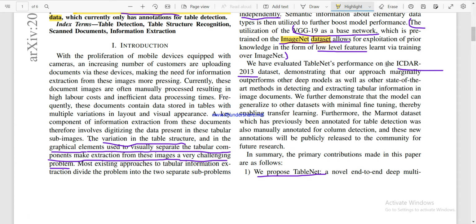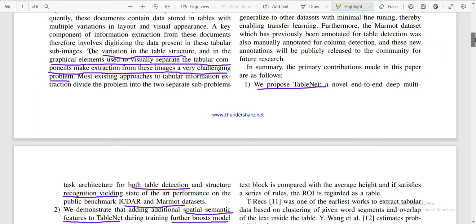Now the performance of this TableNet is on the ICDAR 2013 dataset. So what is this ICDAR dataset? Here they are summarizing their contributions. The first contribution is their TableNet structure, an end-to-end deep multi-task architecture for both table detection and table structure recognition. So that is the TableNet architecture, and it is performing with good state-of-the-art results on ICDAR and the Marmot dataset.